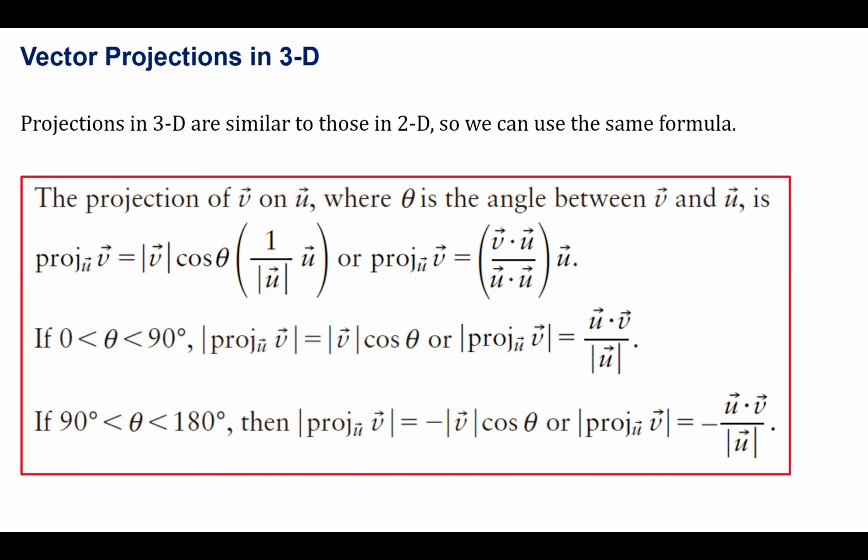The projection of vector v on vector u, where theta is the angle between v and u, is given by the following formula. Projection of v on u is the magnitude of v times cosine theta times 1 over the magnitude of vector u, then times vector u. Or this can also be given by the projection of vector v on u is the dot product between v and u over the dot product between u with u itself, then times the vector u.